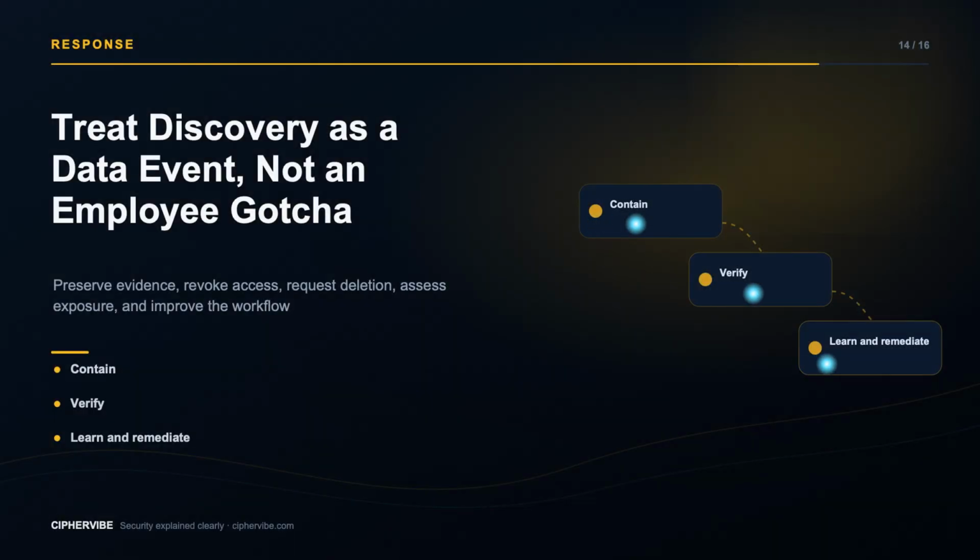When shadow AI is found, avoid public blame. Preserve the minimum evidence, stop risky access, revoke OAuth grants, rotate exposed secrets, ask the provider about deletion, identify affected data and obligations, and record decisions. Then fix the reason the employee chose the tool. A punitive response can destroy the reporting signal you need most.